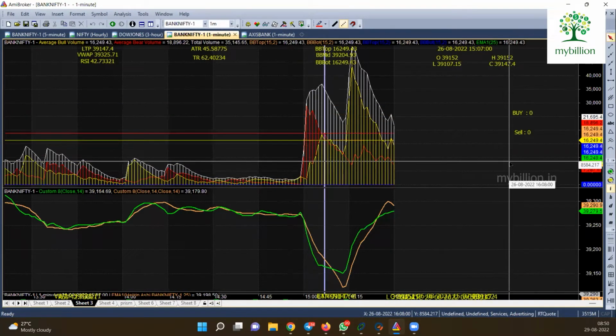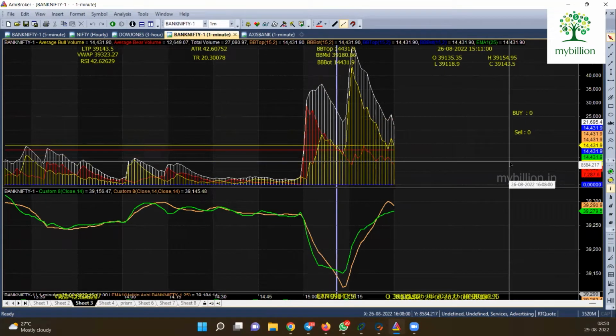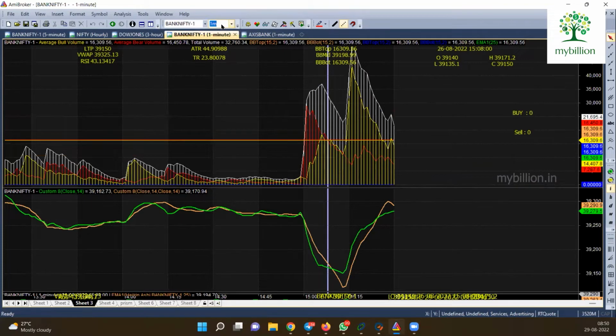So there's a possibility it might hit stop loss a few times, but when you get the money, it is big. And remember, it's a 1 minute chart. So 1 minute chart means you'll have very little stop loss.